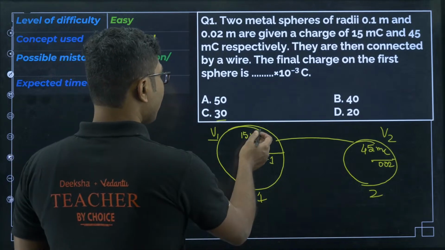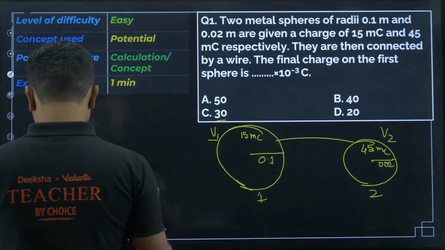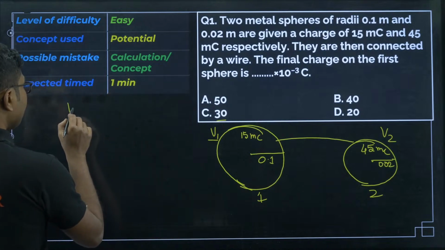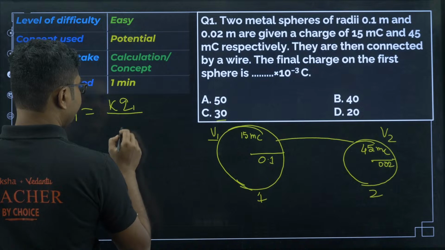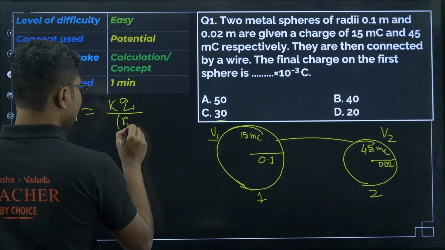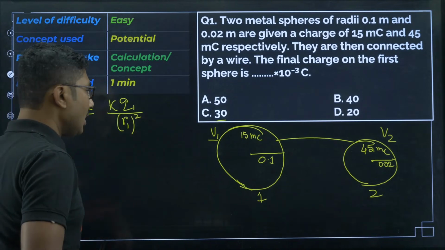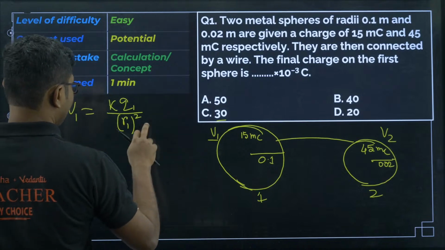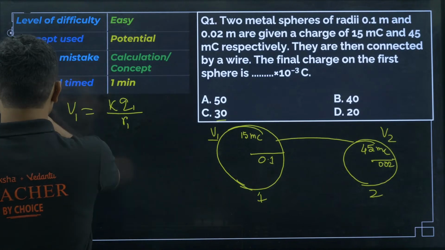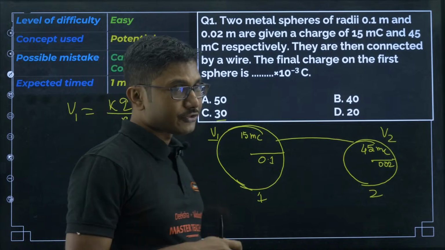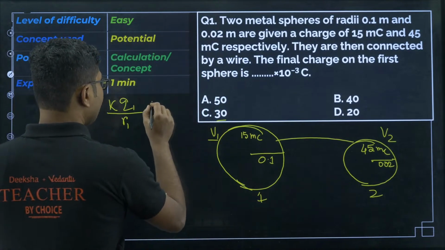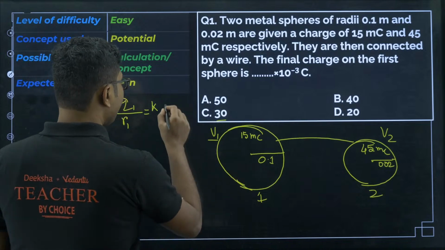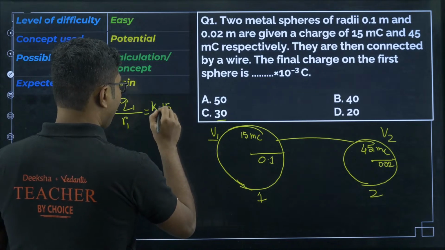So what is the potential of the first sphere? What is the formula for potential? Potential is basically KQ by R. In this case, KQ1 by R1. Sorry, not R square, my mistake. Electric field is with R square, but potential is only R. So this is the potential of the first sphere, where Q1 is 15 millicoulomb.